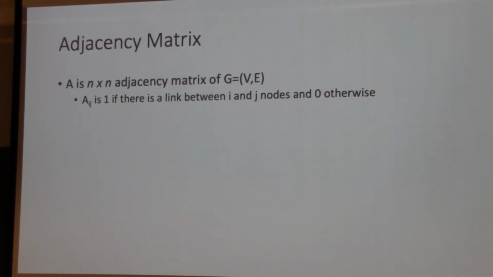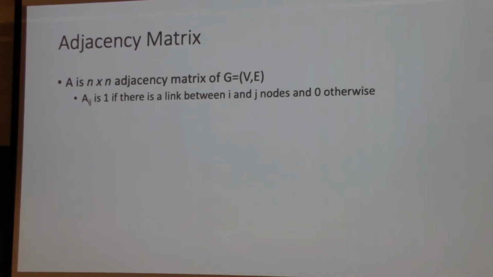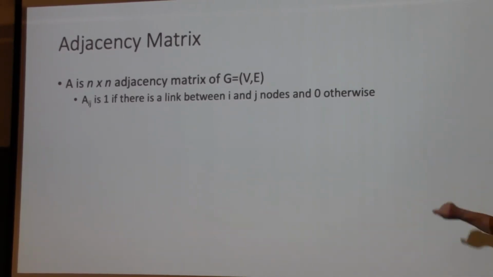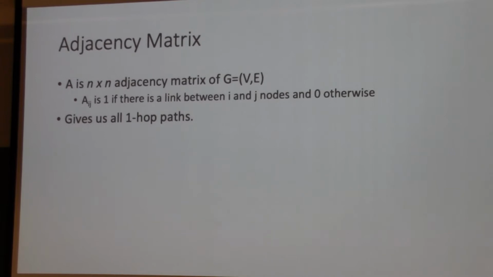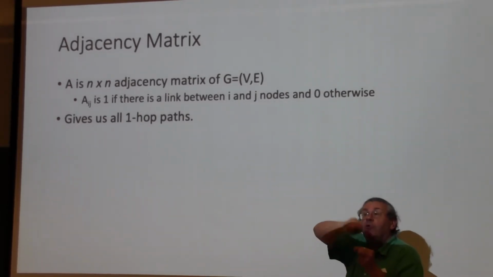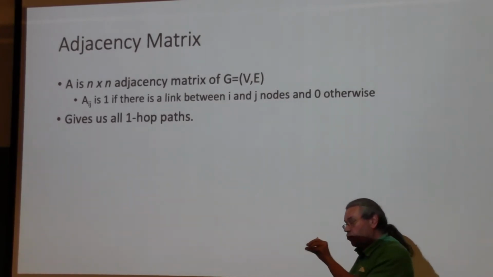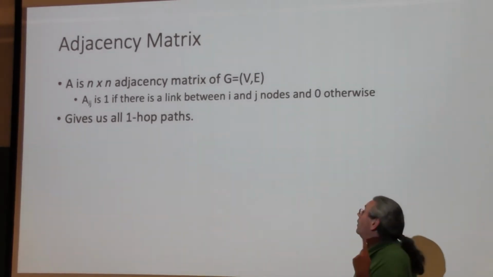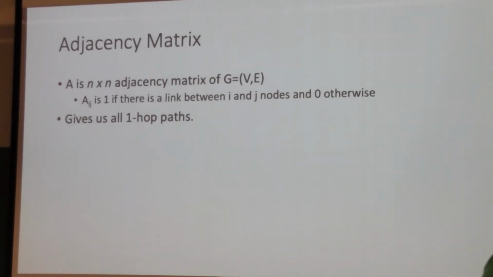Good. The adjacency matrix is actually a very interesting, useful matrix. Aij is 1 if there's an edge, a link between i and j, otherwise it's 0. So it's very easy to understand. And you can see it gives us all 1-hop paths. Every time there's a 1, that means there's a path with 1 edge, which I call 1-hop paths.